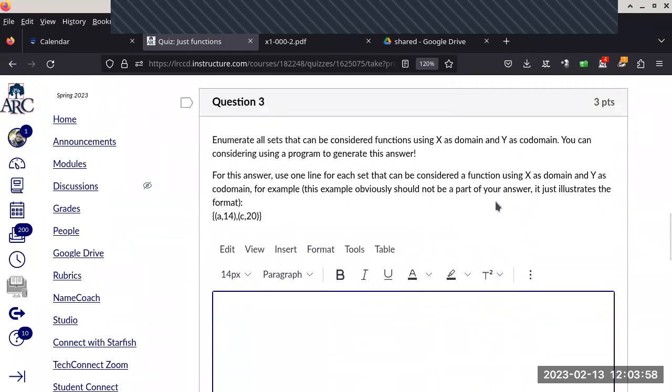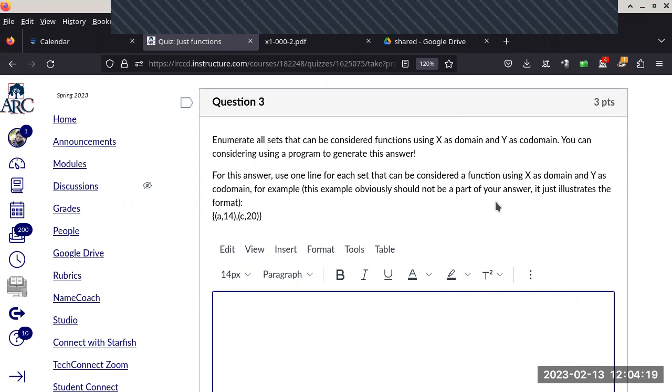Enumerate all sets that can be considered functions using X as a domain and Y as a codomain. You can consider using a program to generate this particular answer. If you wrote a small program to generate the answer to this question, it's perfectly okay, because it's kind of tedious.